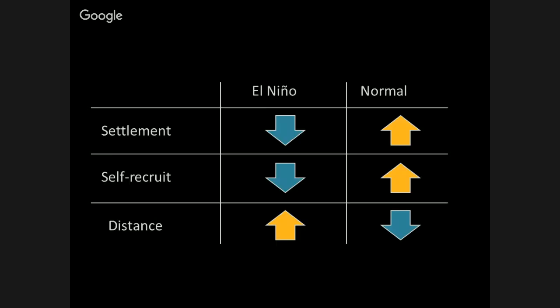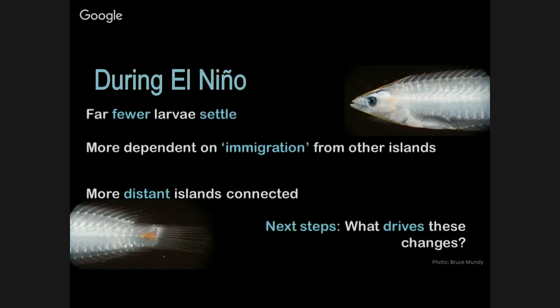So all in all, to summarize this, during El Nino, we have less settlement. We have higher settlement during normal state years. For the self-recruitment, it's also lower during El Nino, higher during normal state years. And the distance that they travel is further during El Nino, and shorter during normal state years. So this means that far fewer larvae settle during these events. So if we have a population that has a hard time maybe staying alive, or that has a lot of fishing pressure on it, they can be extra vulnerable during these El Nino events.